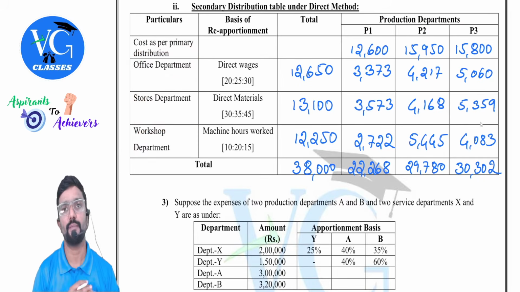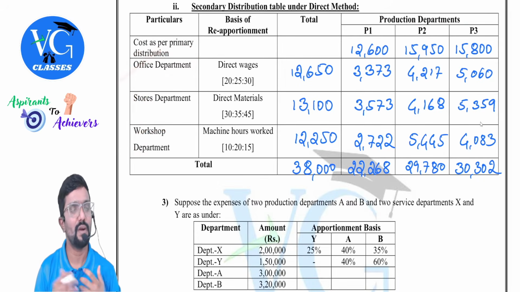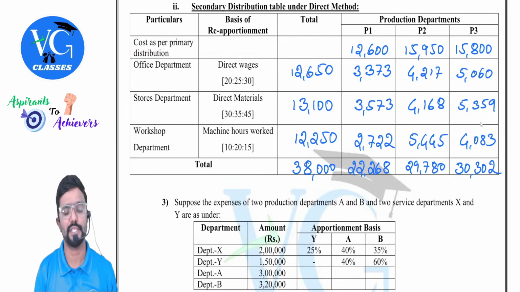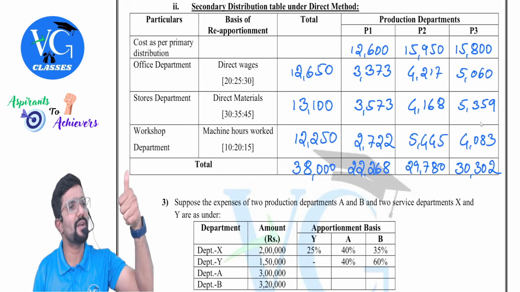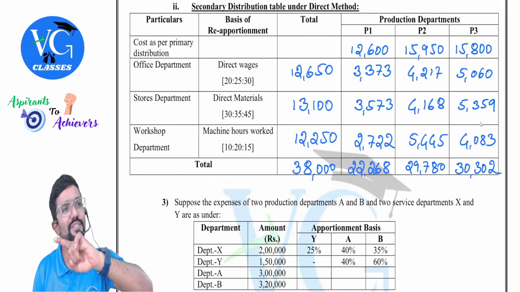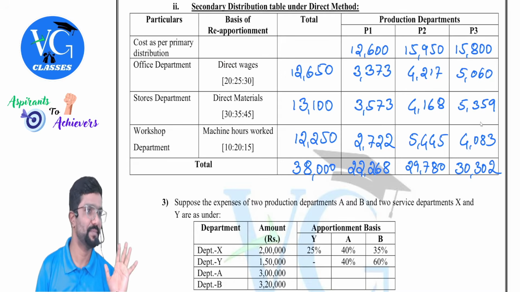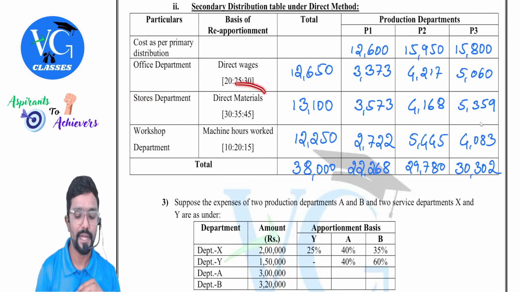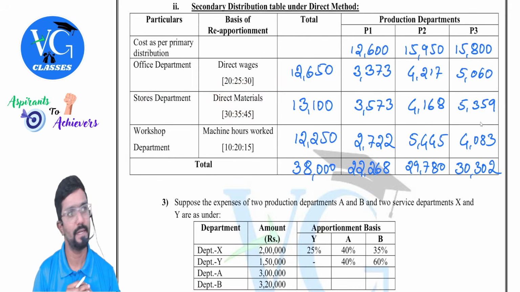In what ratio are they supporting? For example, office, what are they doing? They are doing some activities in order to support my production. So normally we need to take number of workers. If number of workers is not given, then take direct wages, because number of workers depends on that. Then stores, what do they do? Store raw material. So direct materials we have taken as a base.